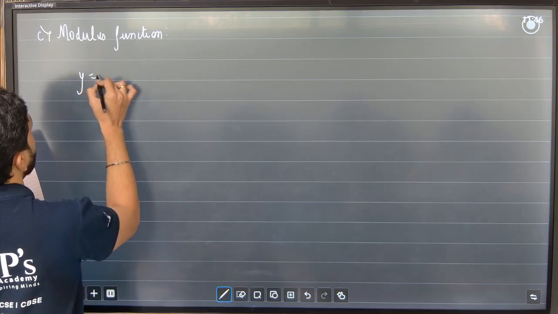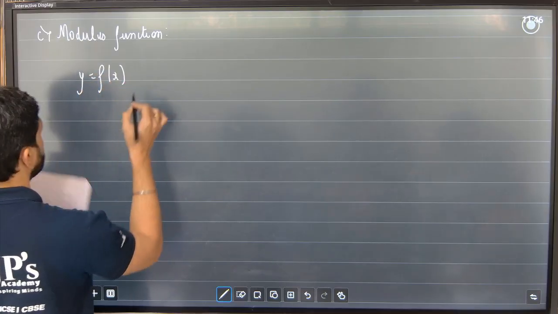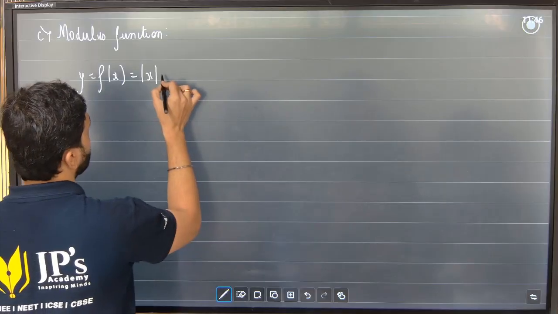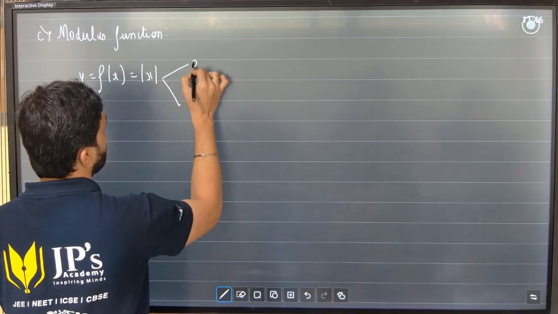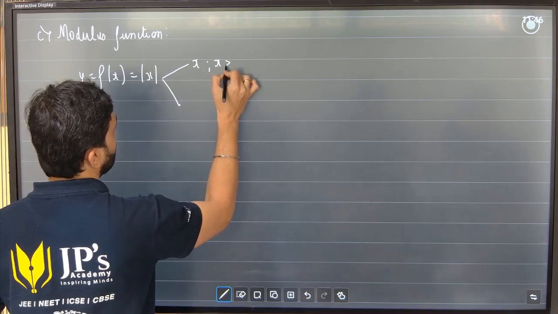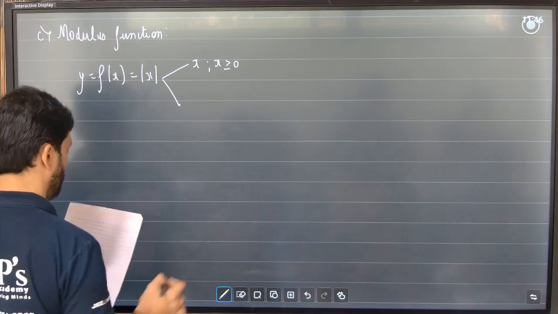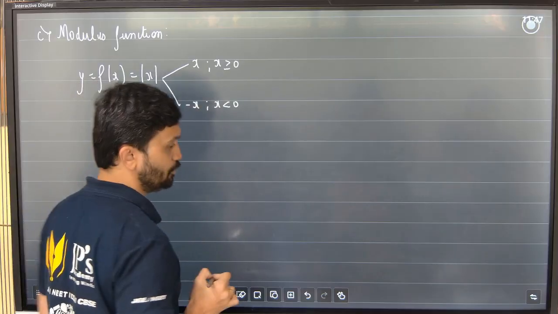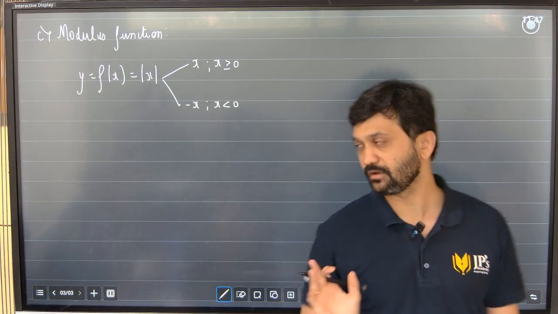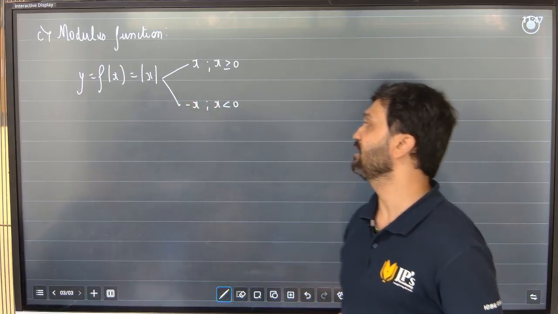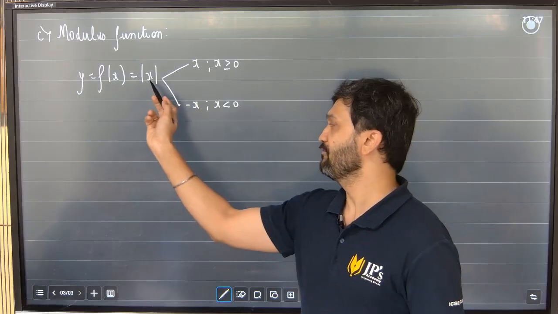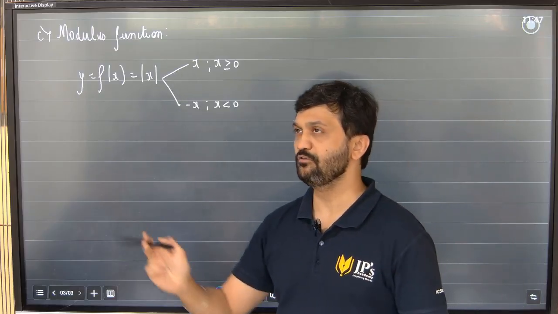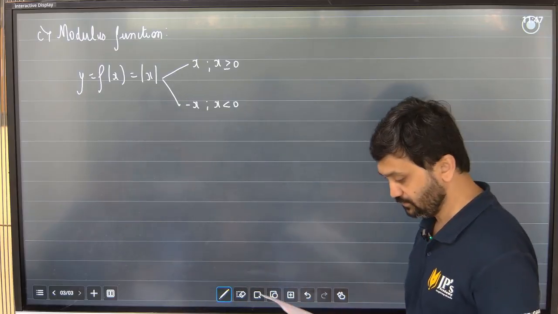For example, if my function is y is equal to f of x, it is denoted by mod x. Now mod x is nothing but it has two conditions. It is positive x when x is greater than equal to 0, okay, and minus x when x is negative. So when x is positive or greater than equal to 0, we take it as x, and if the x is negative, both the values can come. If I put 3 here, absolute value of 3 is 3 only. But if I put minus 3 here, absolute value of minus 3 is also 3, which is the absolute value function.